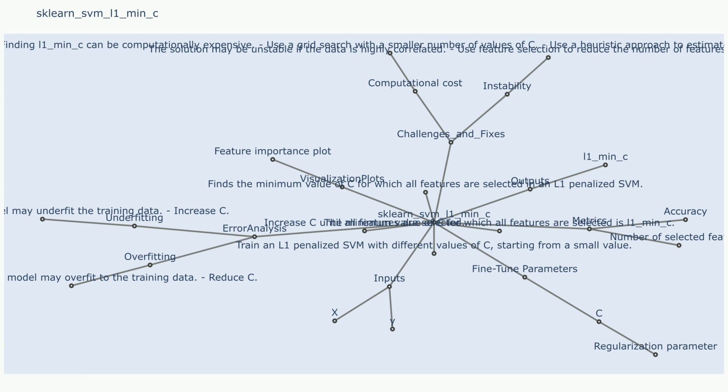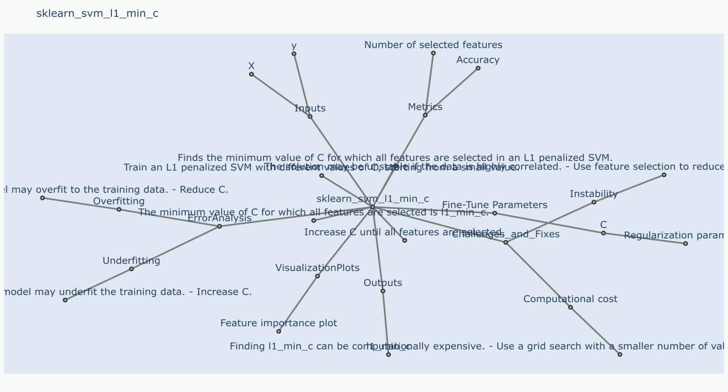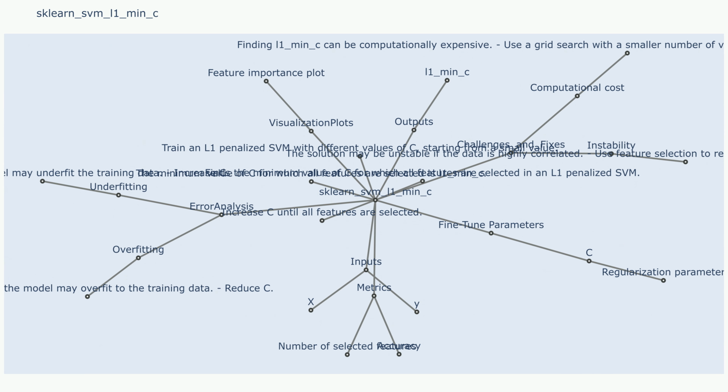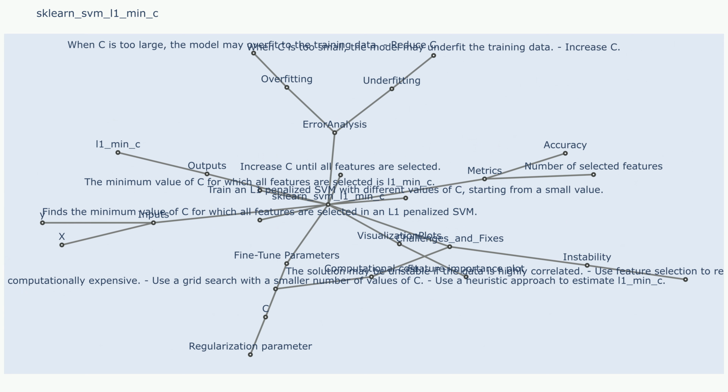Challenge 1: The function may return a very small value of L1, which may result in overfitting. Sample use case that resulted in challenge 1: The training data is very noisy or has a high number of features compared to the number of data points. Fixes to challenge 1: Try increasing the value of C manually or using a grid search to find a suitable value.